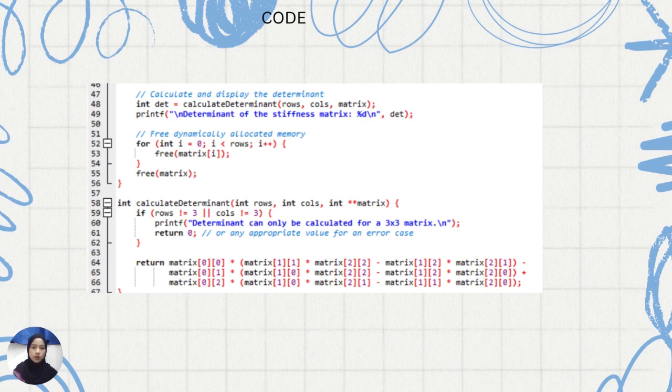Overall, this program demonstrates the application of determinants in the context of a 3x3 stiffness matrix, which is relevant in the field of material science, particularly in understanding the behavior of materials under stress and strain based on Young's modulus.